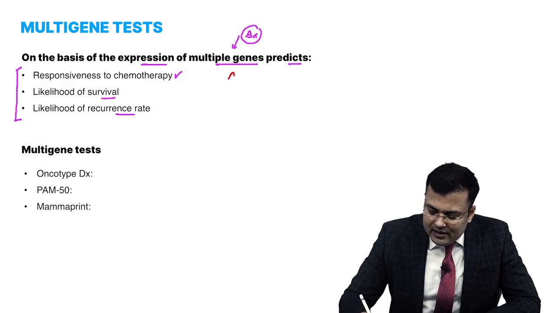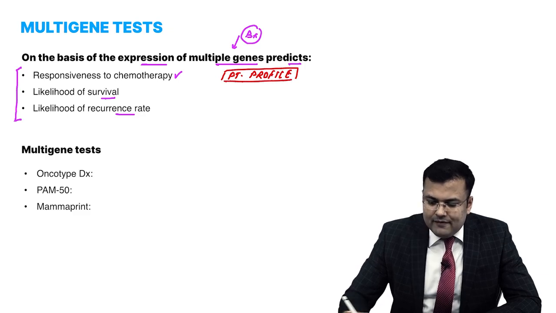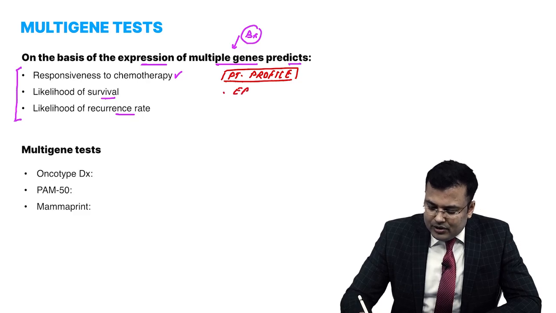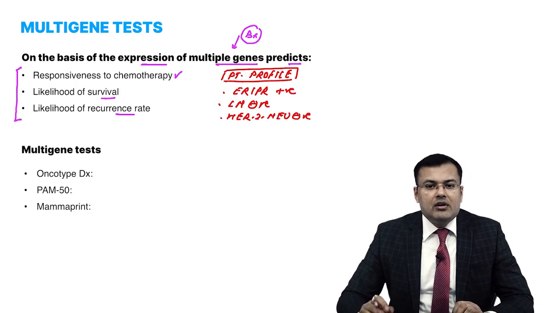What is the patient profile? This patient profile was asked. In what kind of patient profile? If her ER/PR is positive, this was asked in AIIMS. ER/PR is positive, lymph node is negative, HER2 neu is negative. The patient profile: ER/PR is positive, lymph node is negative, HER2 neu is negative.